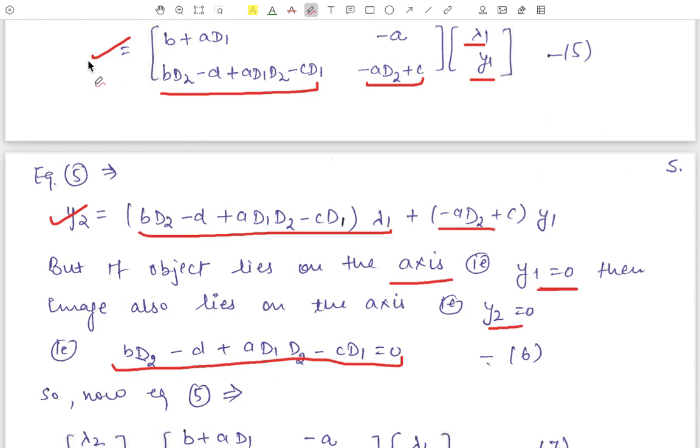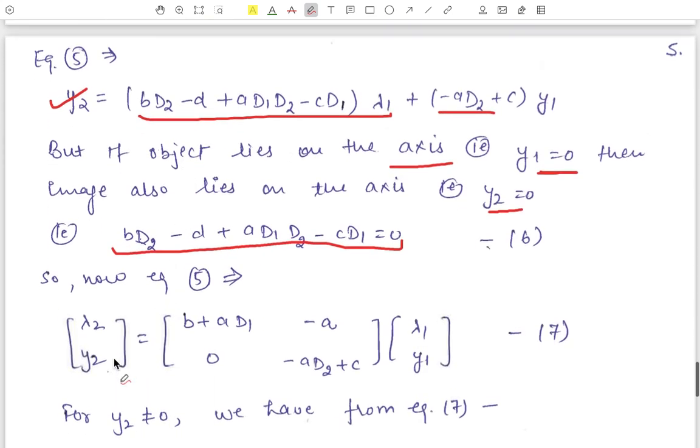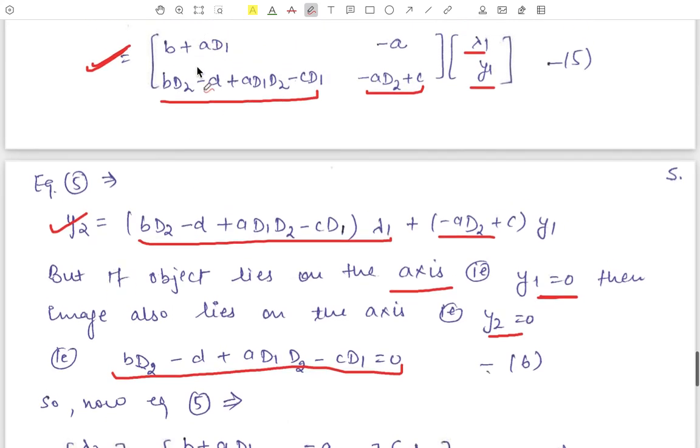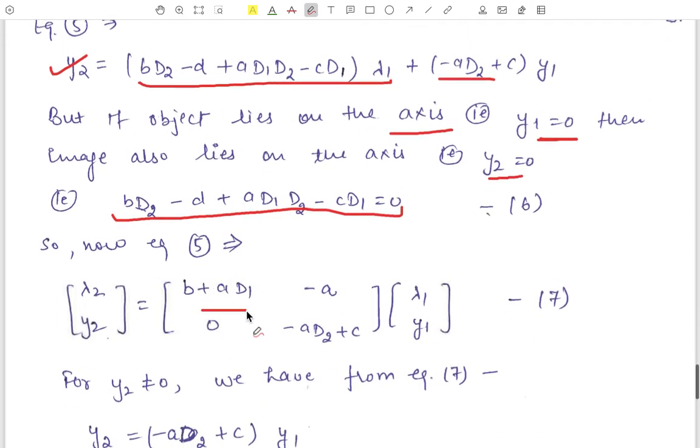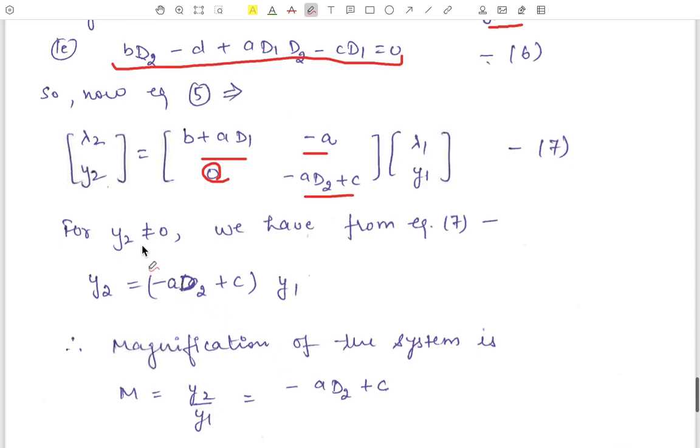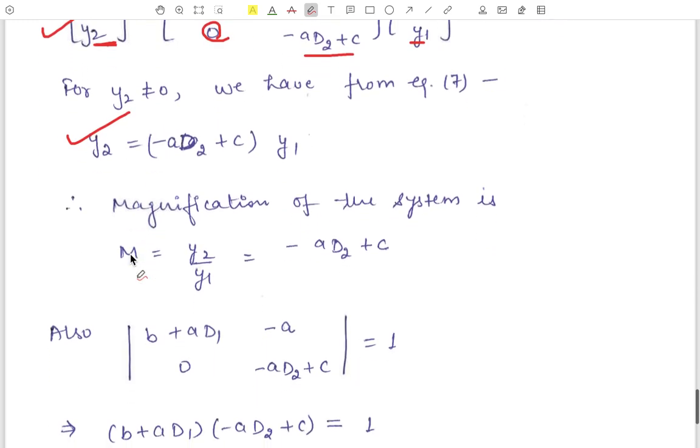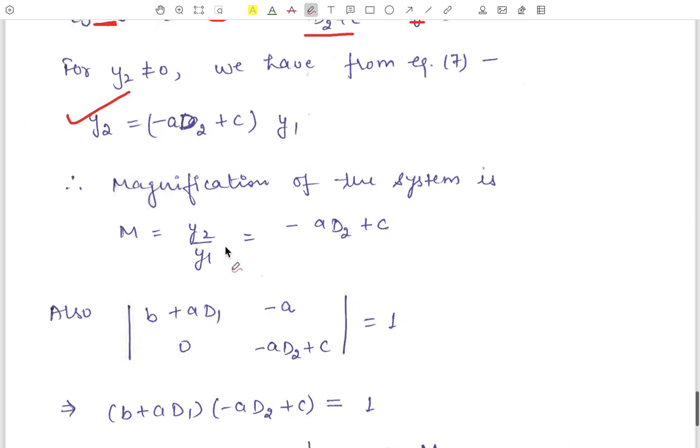Using this condition in this equation number 5 we get lambda 2 y2 is equal to this term as it is, B plus A D1, minus A, and this term as it is, minus A D2 plus C, but here we get a 0, into lambda 1 y1. Again for y2 non-zero, from this equation number 7 we get y2 is equal to minus A D2 plus C into y1, and therefore we will get the magnification of the system m is equal to y2 upon y1, that is equal to minus A D2 plus C. This is the magnification required.